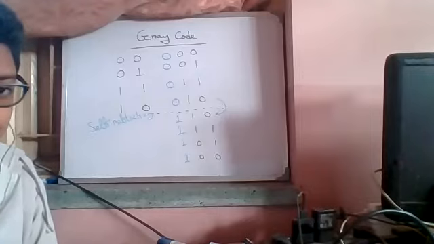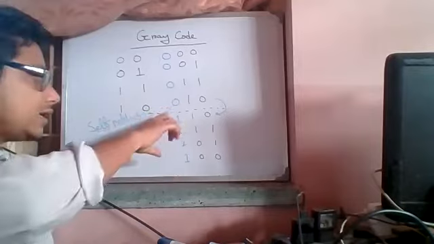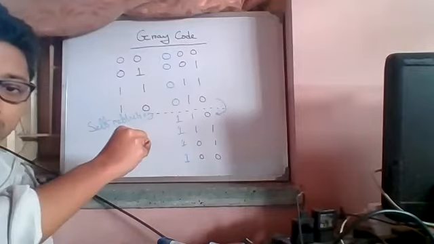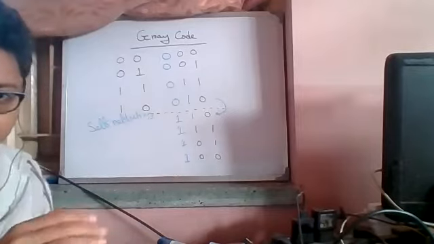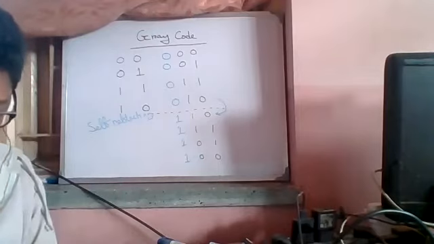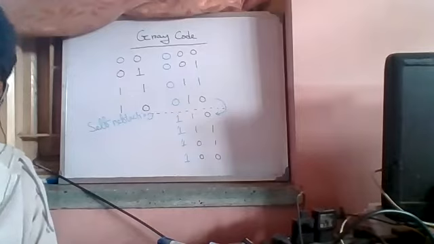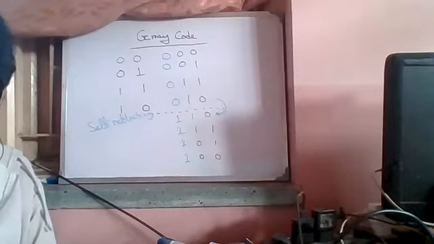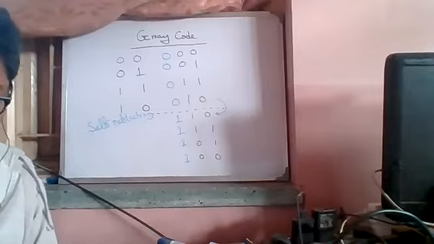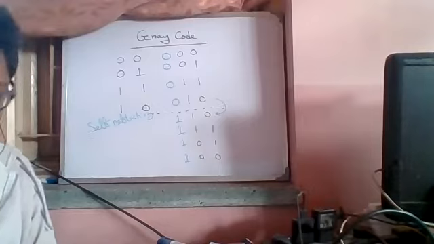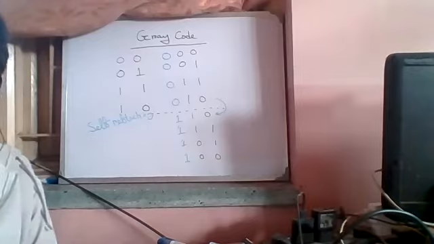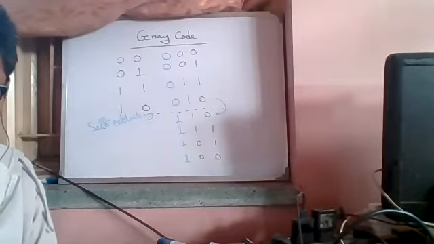Unweighted code means we are not assigning any weight, any value, to these bits. Actually, in some mechanisms you can assign some extra weight to the bits to make them more composed, ultimately to make them more understandable by the devices. So this is again an unweighted code. That is also a bit of a disadvantage.